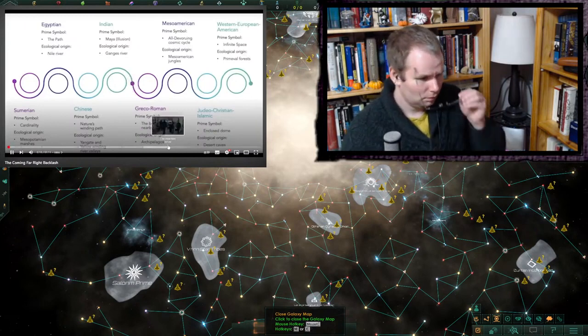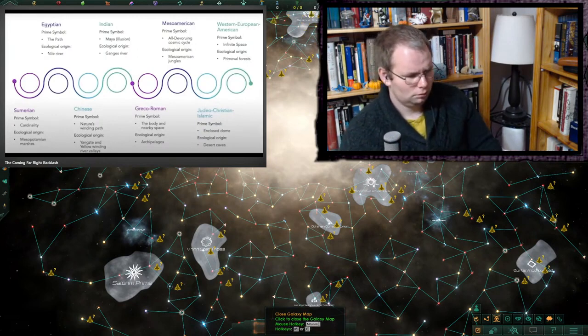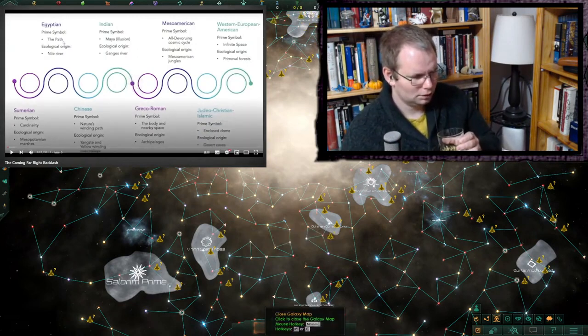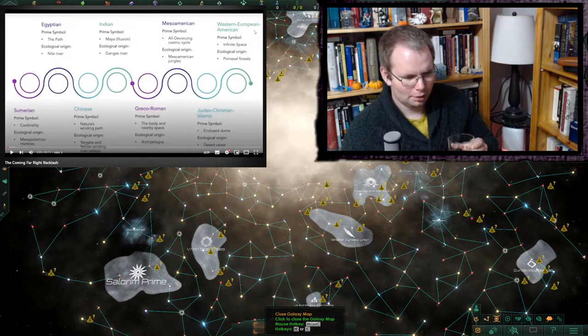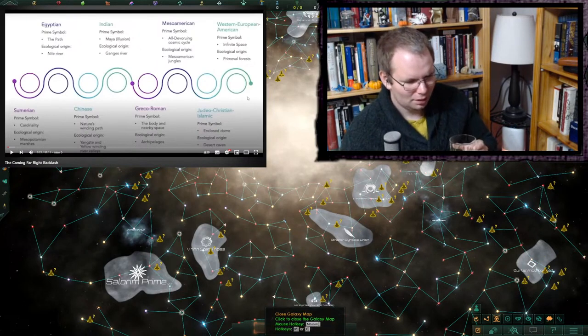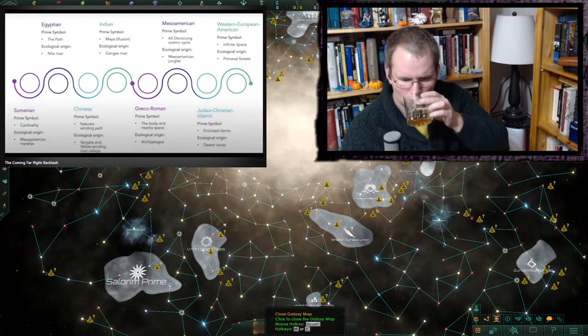Yeah. "Directions. History does move in a direction, but I can swear that it's not one that you..." What is this? "Egyptian prime symbol, the path, ecological origin, the Nile River." What is this? "Prime symbol, all-devouring cosmic cycle, Mesoamerican." Mesoamerican isn't just like one culture. "Western European American prime symbol, infinite space." What is this? What am I looking at here? What is this thing? Not even I can really understand.